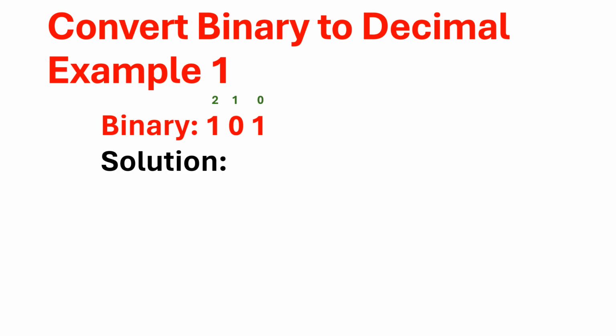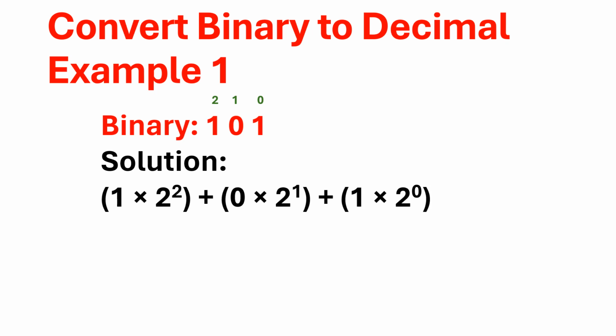Actually, binary, octal, decimal, and hexadecimal are weighted number systems. Each position has some weight. In the binary system, the weight is 2 power 0 for the LSB, then 2 power 1, and then 2 power 2. So we multiply the given bits: 1 multiplied by 2 power 2, plus 0 multiplied by 2 power 1, plus 1 multiplied by 2 power 0.